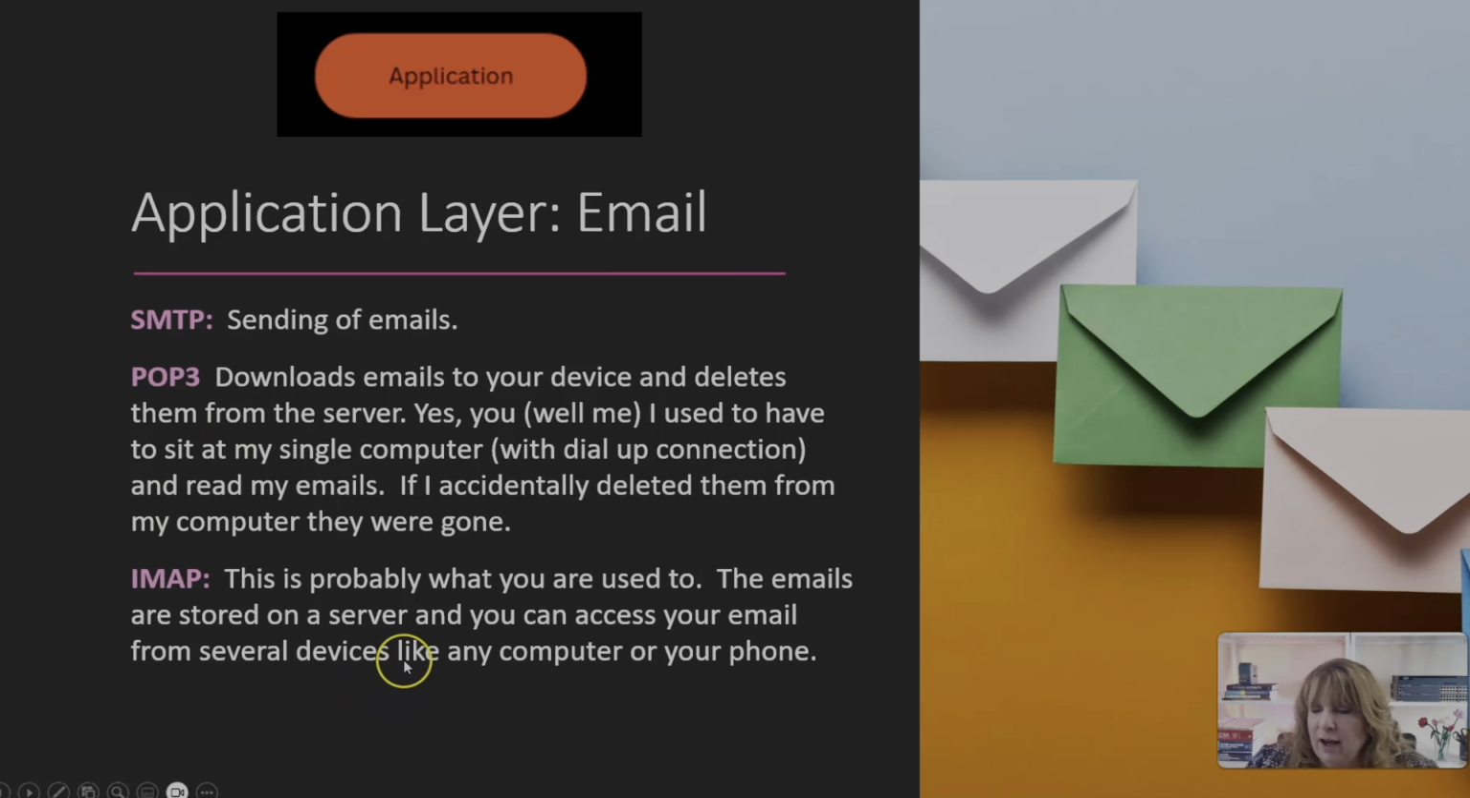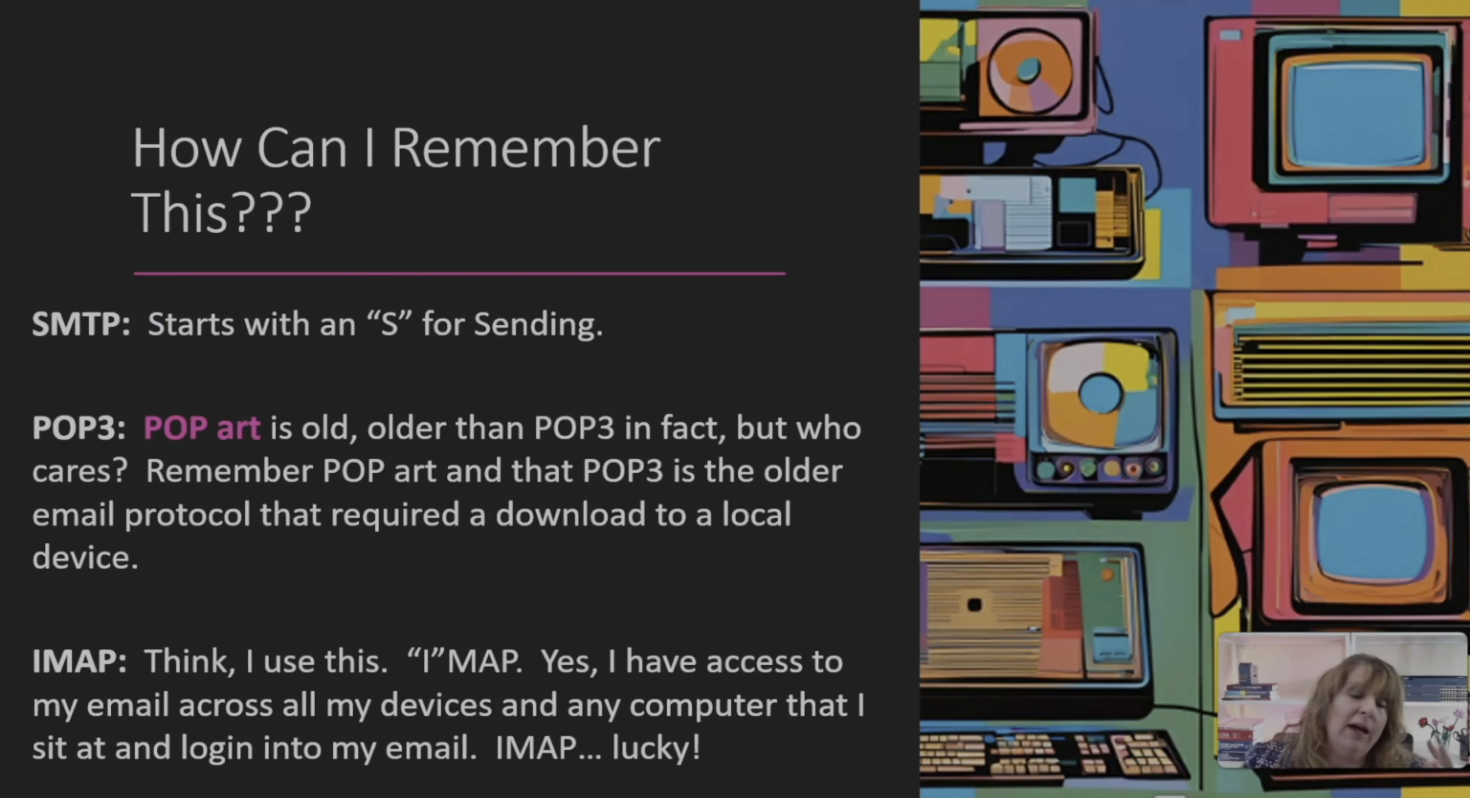So that's POP3. IMAP is probably what you're used to. IMAP stands for Internet Message Access Protocol. This is where the emails just stay on the server and you can access them from anywhere. So you're on your phone, you can read your emails. You're sitting at a laptop at Starbucks, you can read your emails. You're on a college campus, you can read your emails. They don't disappear. You don't have to download them. You get the idea. So how are you going to remember these three? Because you have to memorize this. Here's one way you can do it. It might work for you.